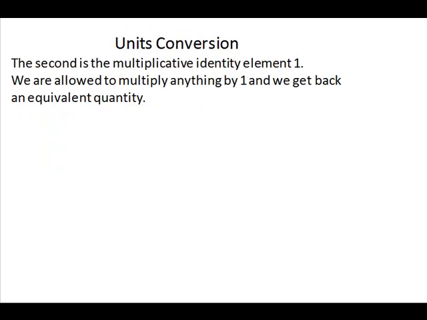The second principle is about the multiplicative identity element of 1. We are allowed to multiply anything by 1, and we get back an equivalent quantity. So if we do 5 times 1, we still get 5. Or if we do 1 times -7, we still get -7. So anything times 1 gives us back itself.